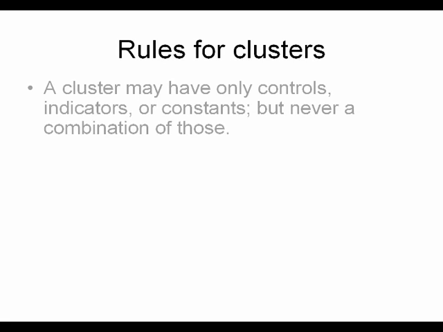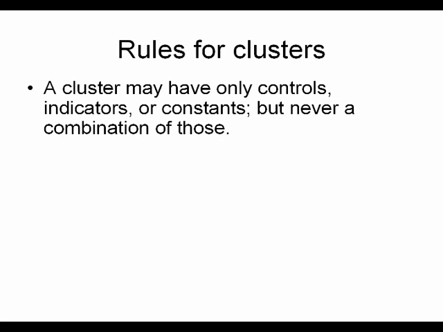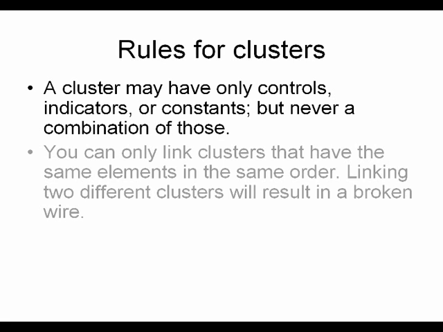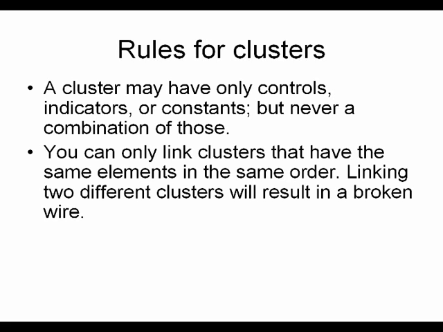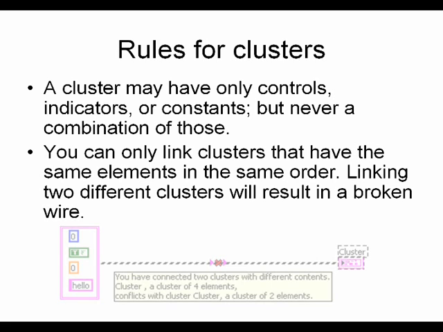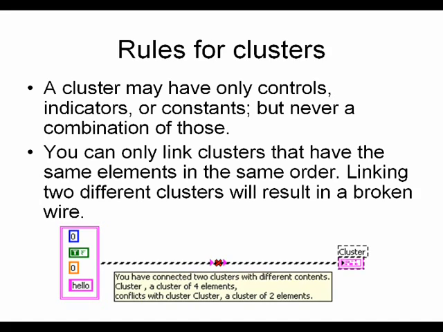Rules for clusters. A cluster may have only controls, indicators, or constants, but never a combination of those. You can only link clusters that have the same elements in the same order. Linking two different clusters will result in a broken wire.